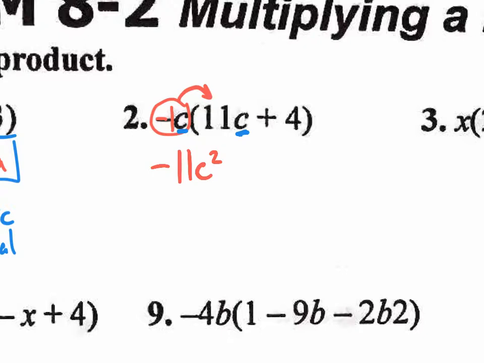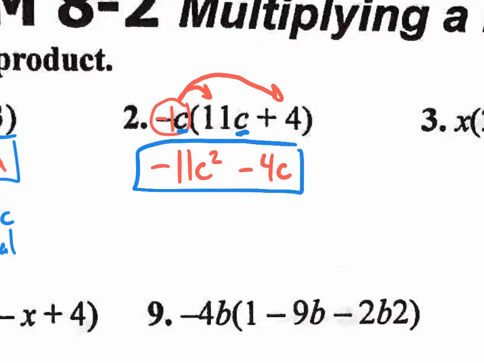Now when I distribute over here, negative 1c times positive 4, well, negative 1 times positive 4 is negative 4, and of course we still have the c. And that's your answer for that one. And once again, this one is a quadratic binomial.